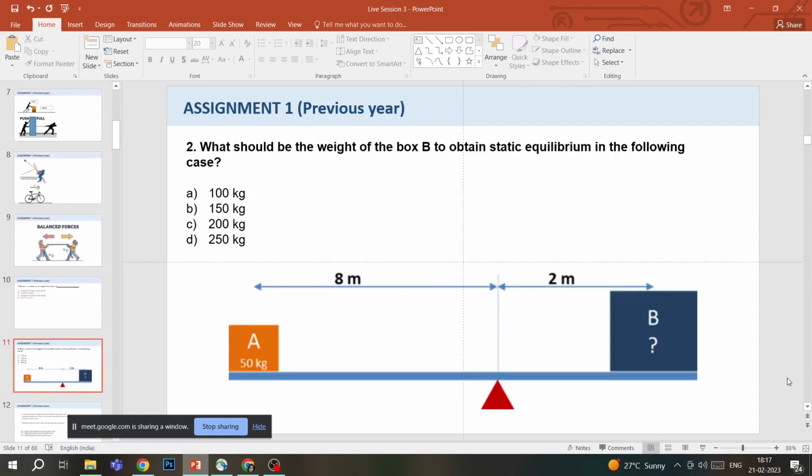Moving on to the next question: what should be the weight of box B to obtain static equilibrium in the following case? We have been given a figure with a seesaw kind of situation where two boxes are kept at two ends, there is one pivot point, and the distances are different for both boxes. It has been asked what the weight B should be so that it stays in static equilibrium. For that, we will discuss static equilibrium first.